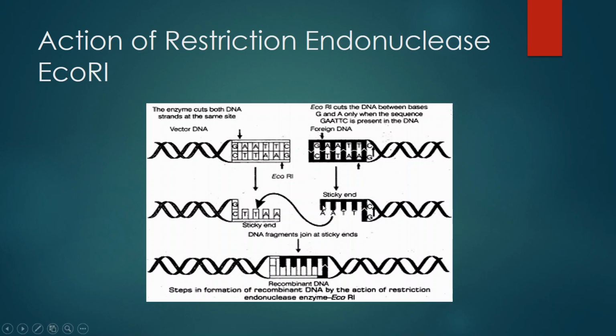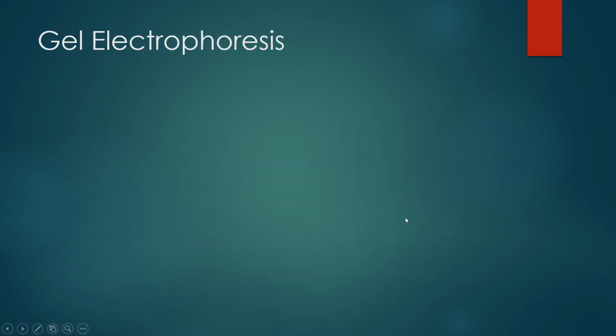These sticky ends easily form hydrogen bonds with the counterparts of the cut parts of the vector DNA. These sticky ends facilitate the action of the enzyme DNA ligases. Thus, the cut vector DNA and the cut foreign DNA both attach to form the recombinant DNA.